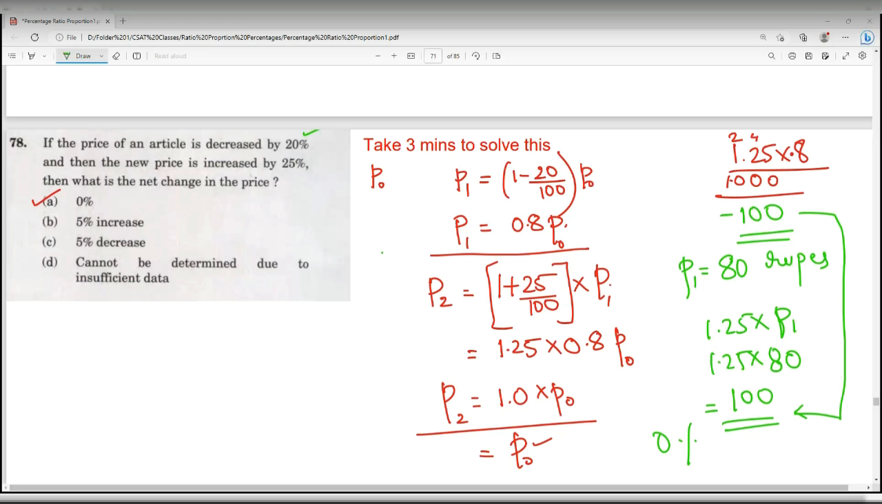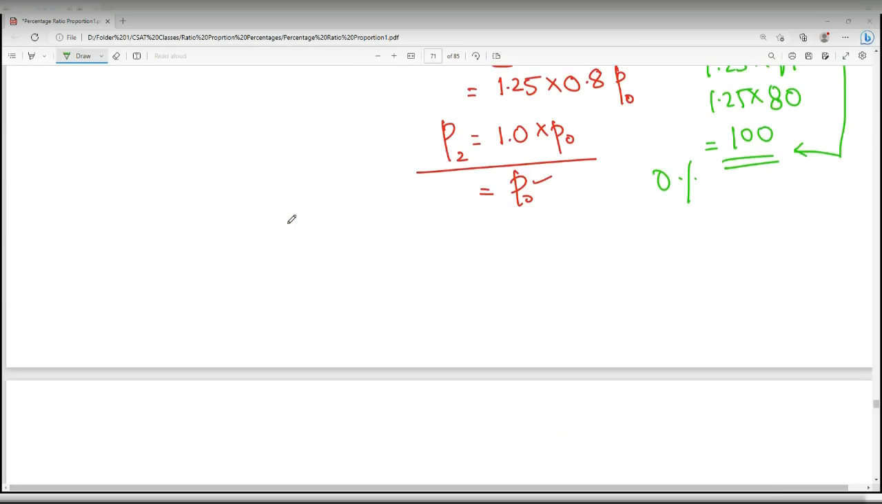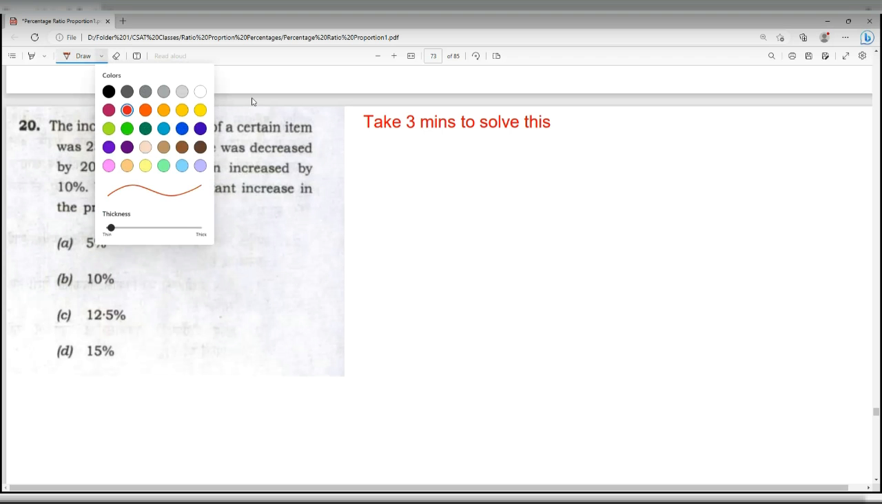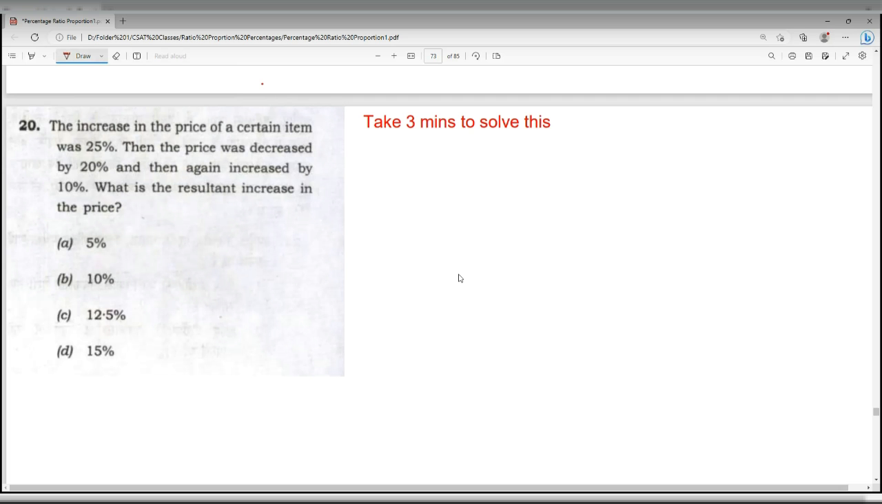If there are any more doubts, please ask, or else we'll move to the next question. Please take 3 minutes to solve this. It's time. 83% have got option B, 9% have got option A, nobody has got option C, and 8% have got option D. This question is similar to the previous one, but there is one more round of change in the price. Earlier the changes were only twice, but here they're doing it a third time.